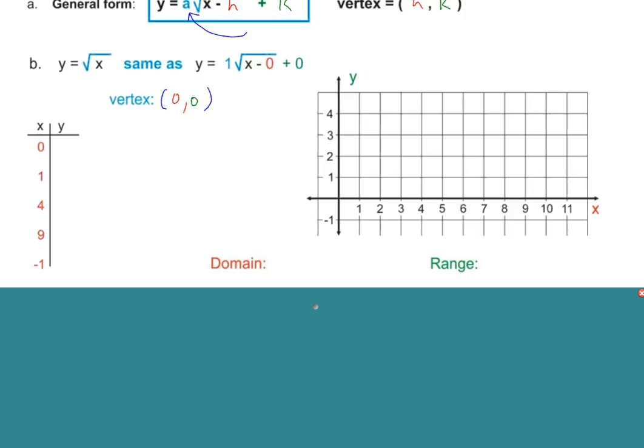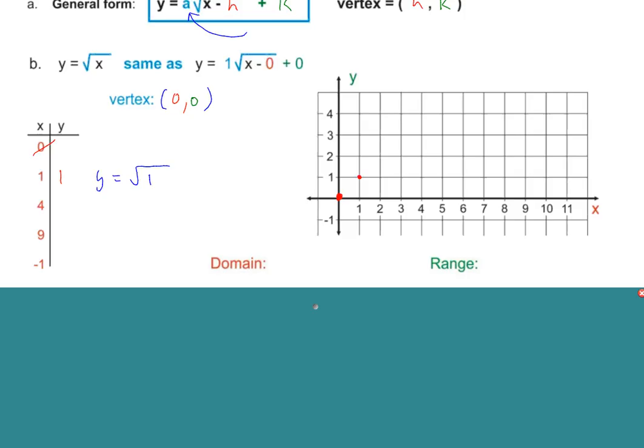So I'm going to go ahead and plot that point at 0, 0. And you should as well. Put it at the origin, 0, 0. And we really don't even need this first 0, we just did it. Now let's go ahead and sub in 1 for the x value. And the square root of 1 is 1. So let's plot the point 1, 1.